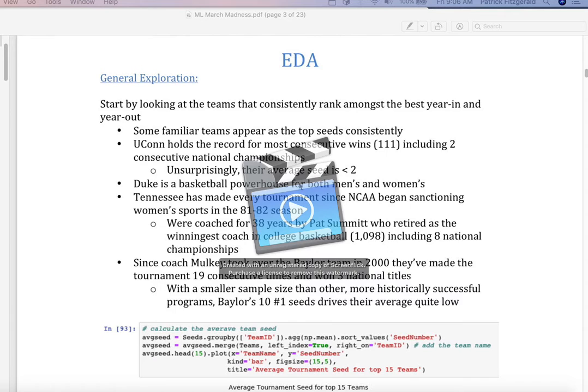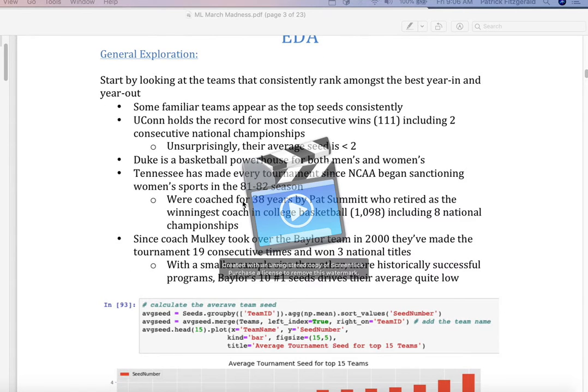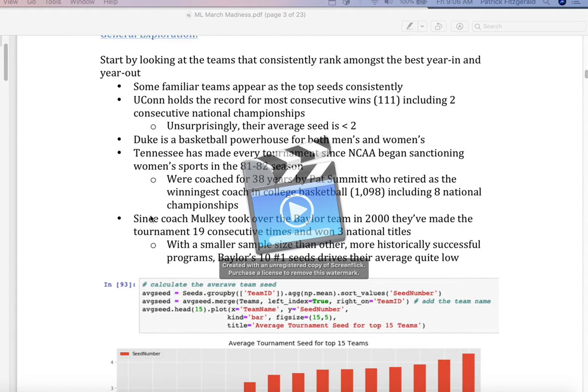Duke basketball is a powerhouse for both men's and women's. Women's Tennessee team has made every tournament since the NCAA began sanctioning women's sports in the 81-82 season. They were coached for 38 years by Pat Summitt, who retired as the winningest coach in college basketball history, including 8 national championships. Another thing to look at is since Coach Mulkey took over the women's Baylor team in 2000, they've made the tournament 19 consecutive times, won 3 national titles.